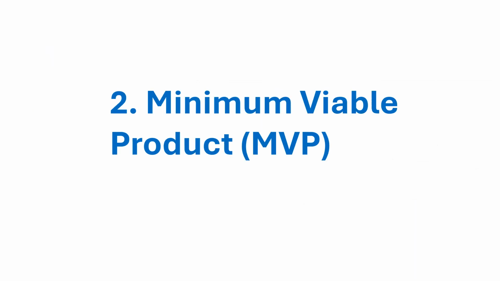The second, minimum viable product. This is the simplest version of your product that can be released to start the learning process. The idea is to avoid wasting time and resources on features that customers may not even want. An MVP allows you to gather maximum validated learning with the least effort.